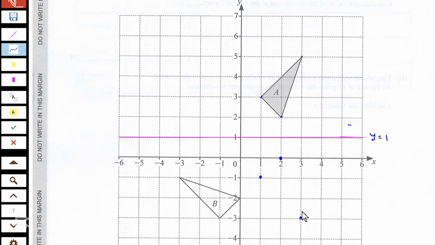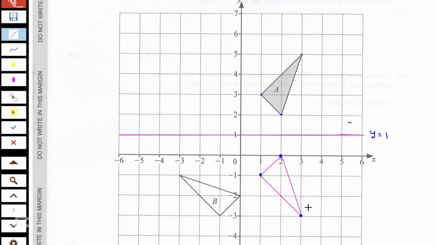So I will be joining the points from the first vertex, second vertex, then to the third one. It has to come like this. So with this, we have reflected the object.